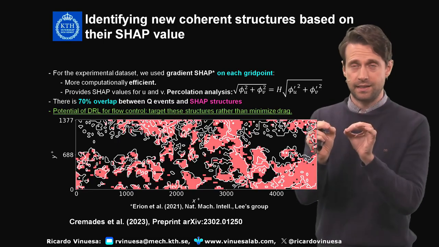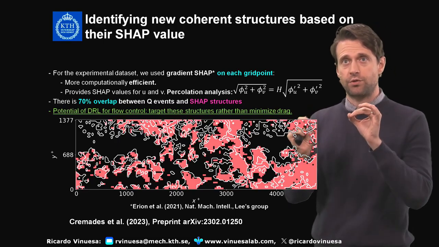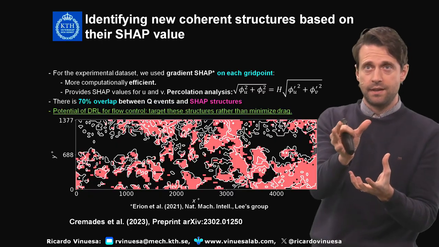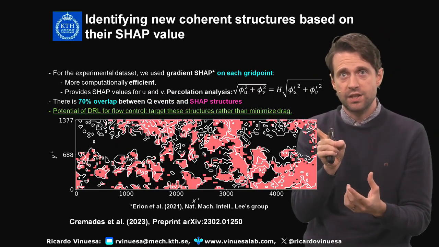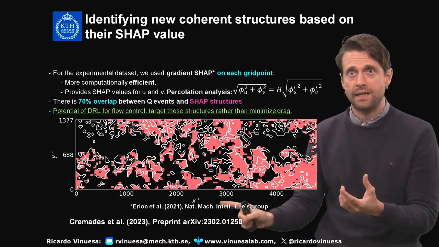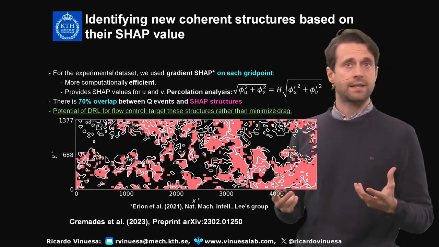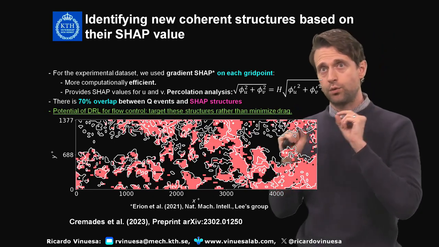So instead of taking the assumption of a strong Reynolds shear stress and taking those elements and applying the SHAP there, I apply the SHAP value for each of the grid points of our domain independently. And then what I want to do is look at the regions of highest importance. We can do that as follows.